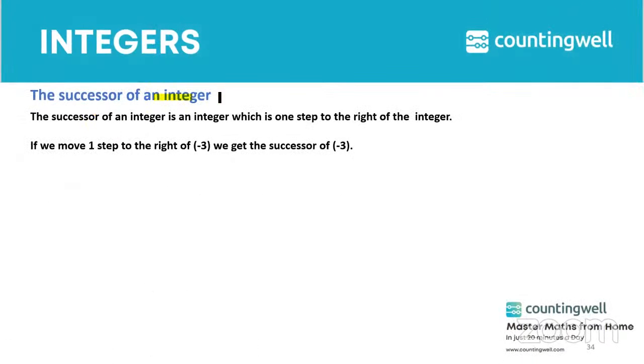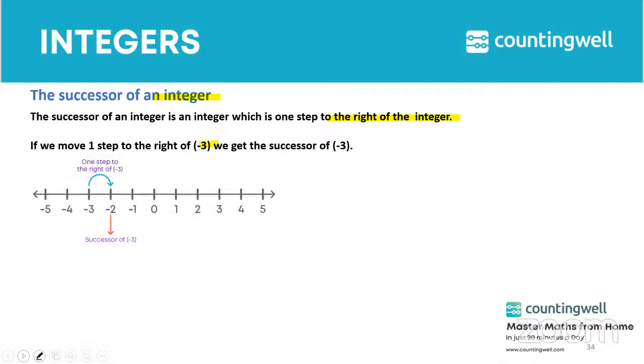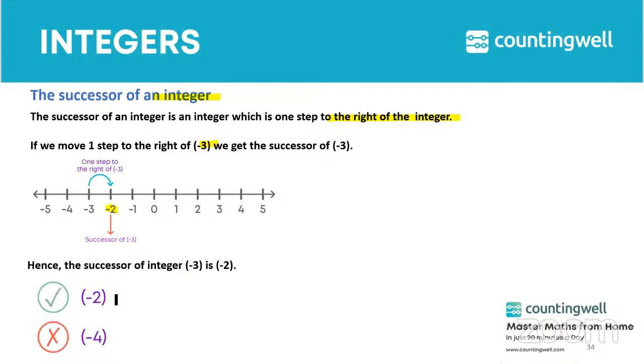Let us see successor of an integer. We know it is one step right of the integer. So for successor of -3, moving one step to the right, we have -2. So -2 is the successor of -3 and not -4.